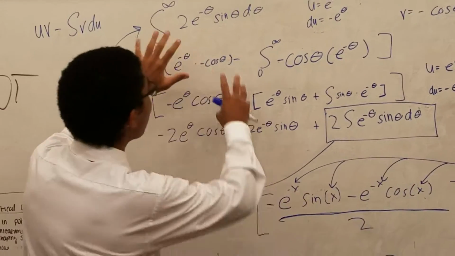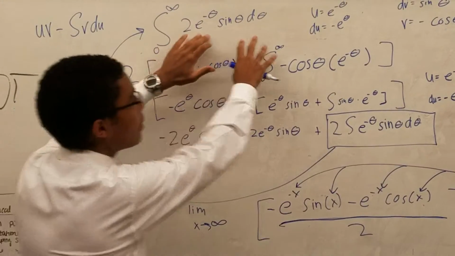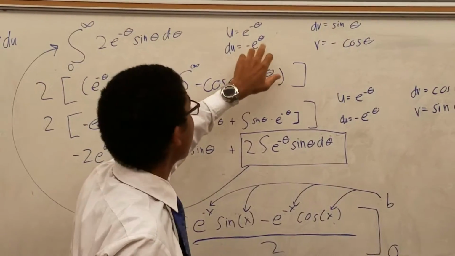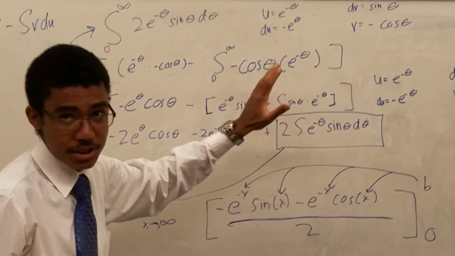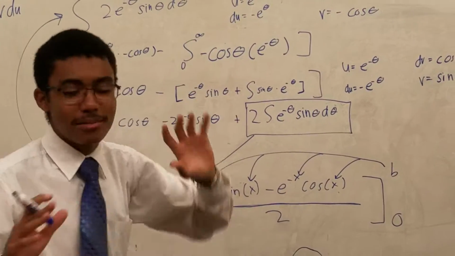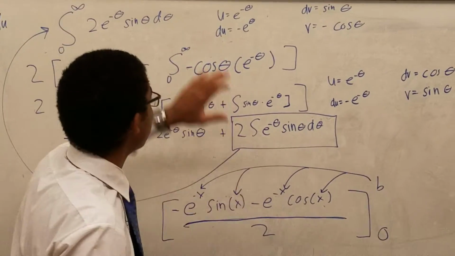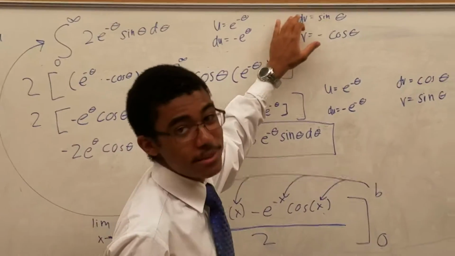As you can see at the top, we have the original function, and we have u equals e to the negative theta, du is negative e to the negative theta. Again, I'm using integration by parts here. Let me back up a second. I'm using integration by parts, and so you separate everything into u, du, dv, and v.